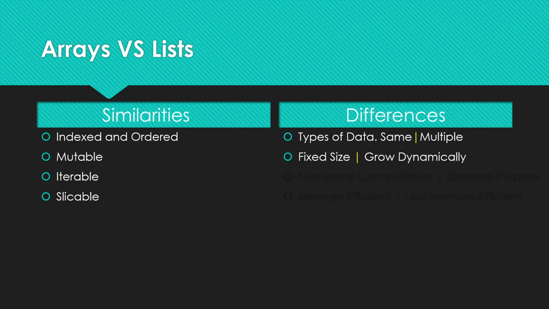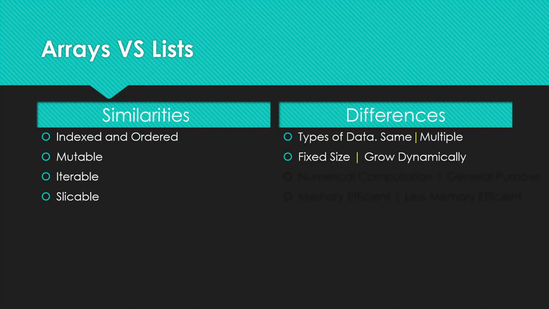Now, arrays also have a fixed size, so you cannot change it once your program is running at runtime. But lists can grow dynamically. So you see, these differences are telling you when to use an array and when to use a list. If you want to hold data of the same type only, go for an array.